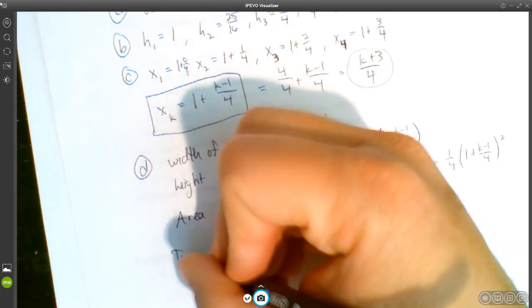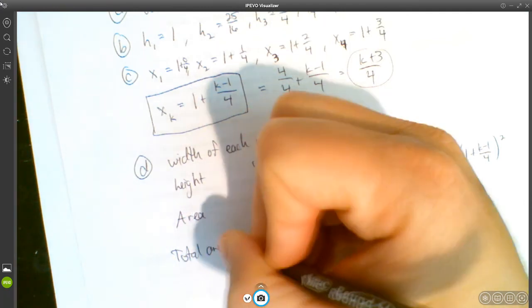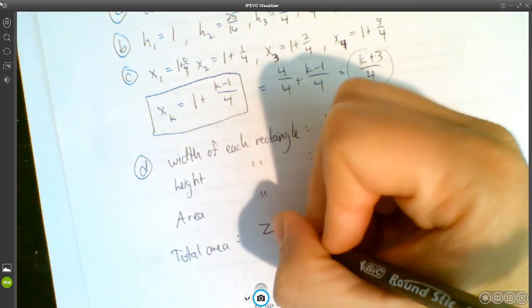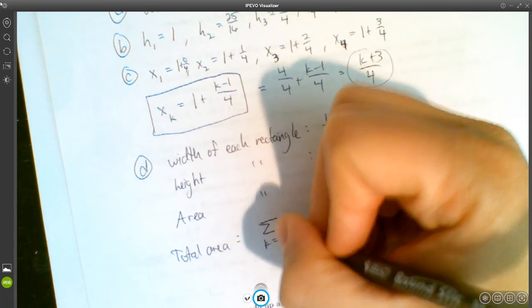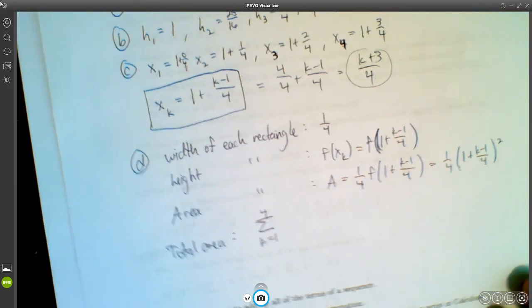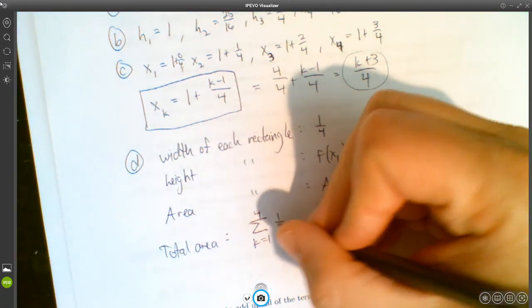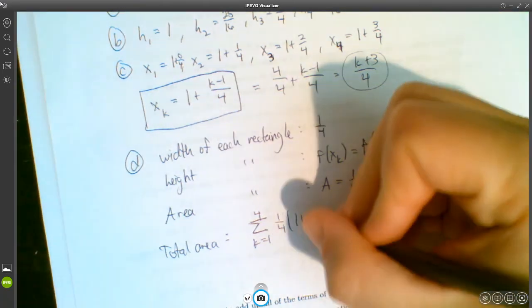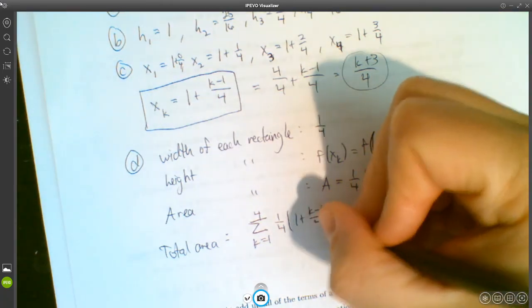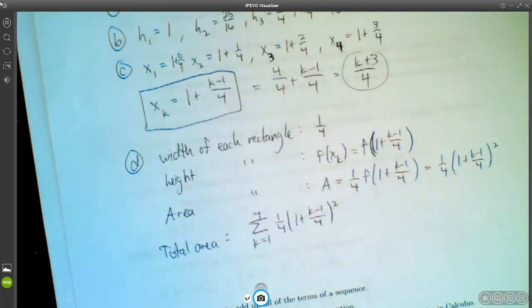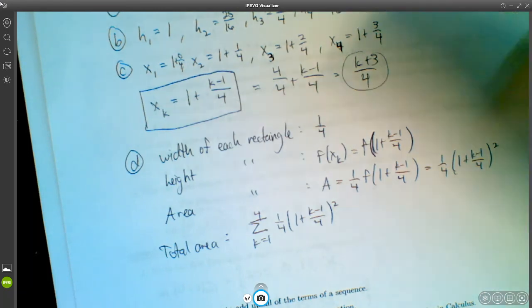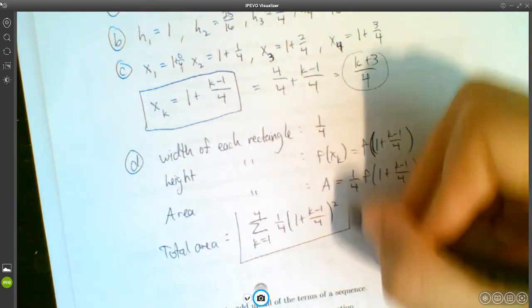So the total area is going to be the sum from k equals 1 to 4, right? I want to add the areas of the 4 rectangles. The sum from k equals 1 to 4 of 1/4 times (1 plus k minus 1 over 4) squared. Okay, so there's the summation notation for the total area.